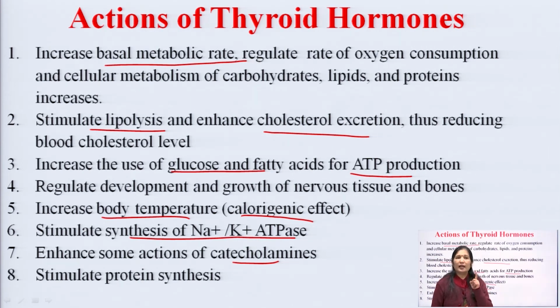One important action is that it regulates the growth of the nervous tissue and bones. In the absence of thyroid hormone, in children the child will be mentally retarded and with stunted growth. Physical and mental growth will get affected in the absence of thyroid hormone. So, basically two important functions of thyroid hormone: one is metabolism, second is the growth and development of the nervous tissue and the bones.